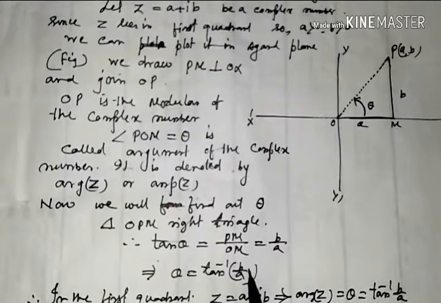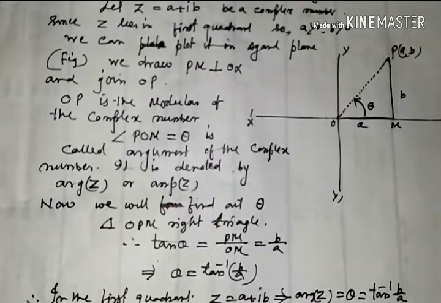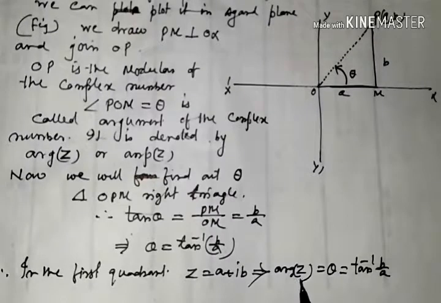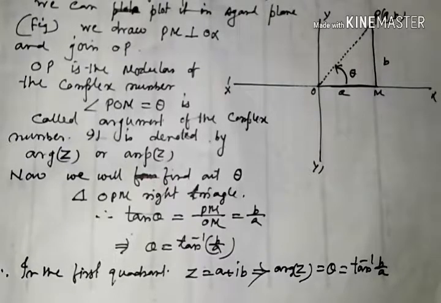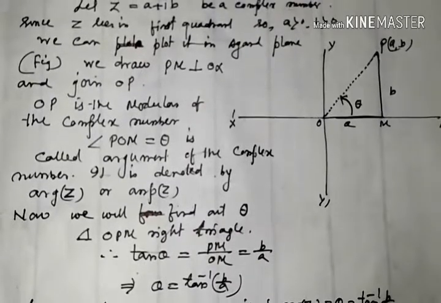Here b is the imaginary part of the complex number and a is the real part of the complex number. Thus, in the first quadrant, z equal to a plus ib implies arg z, the argument of z, is equal to theta, that is, tan inverse b by a.